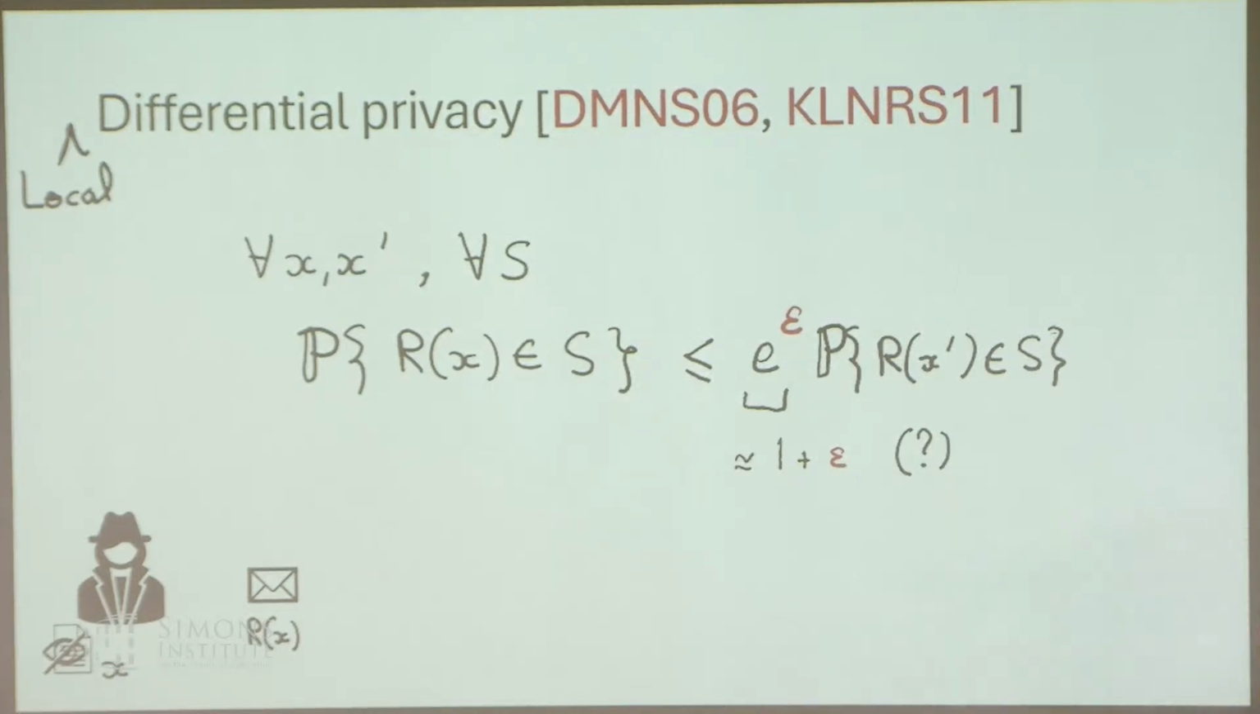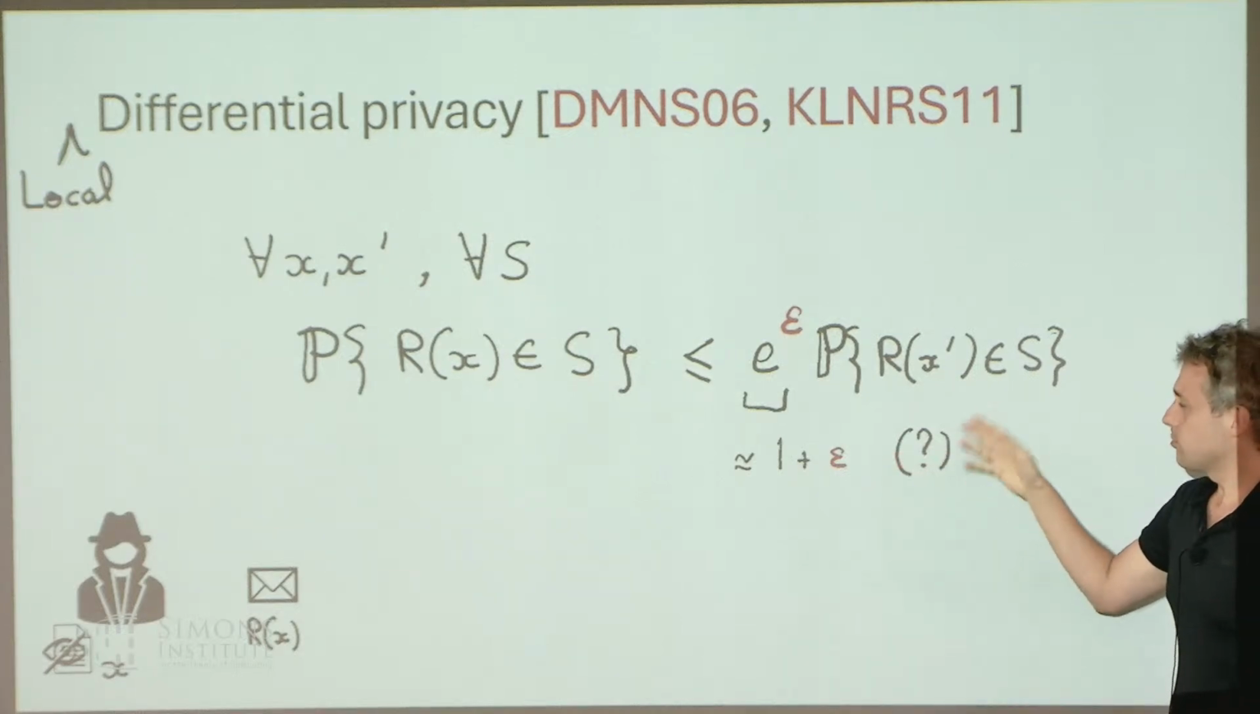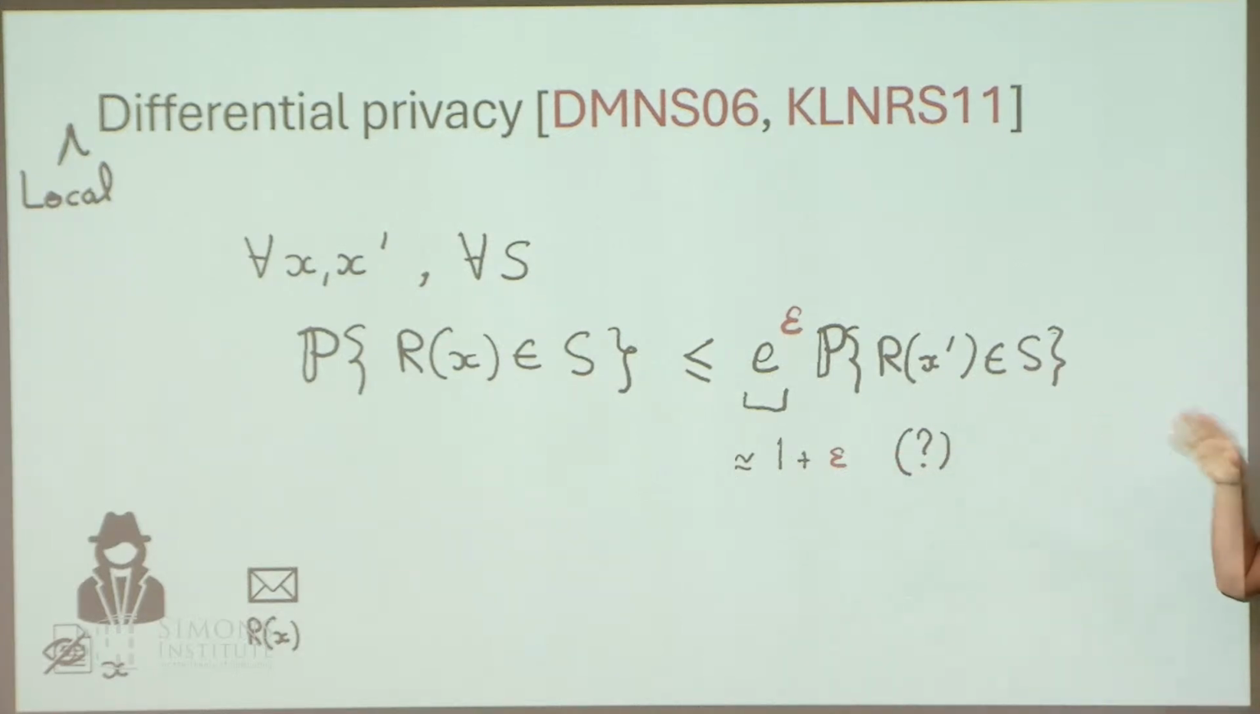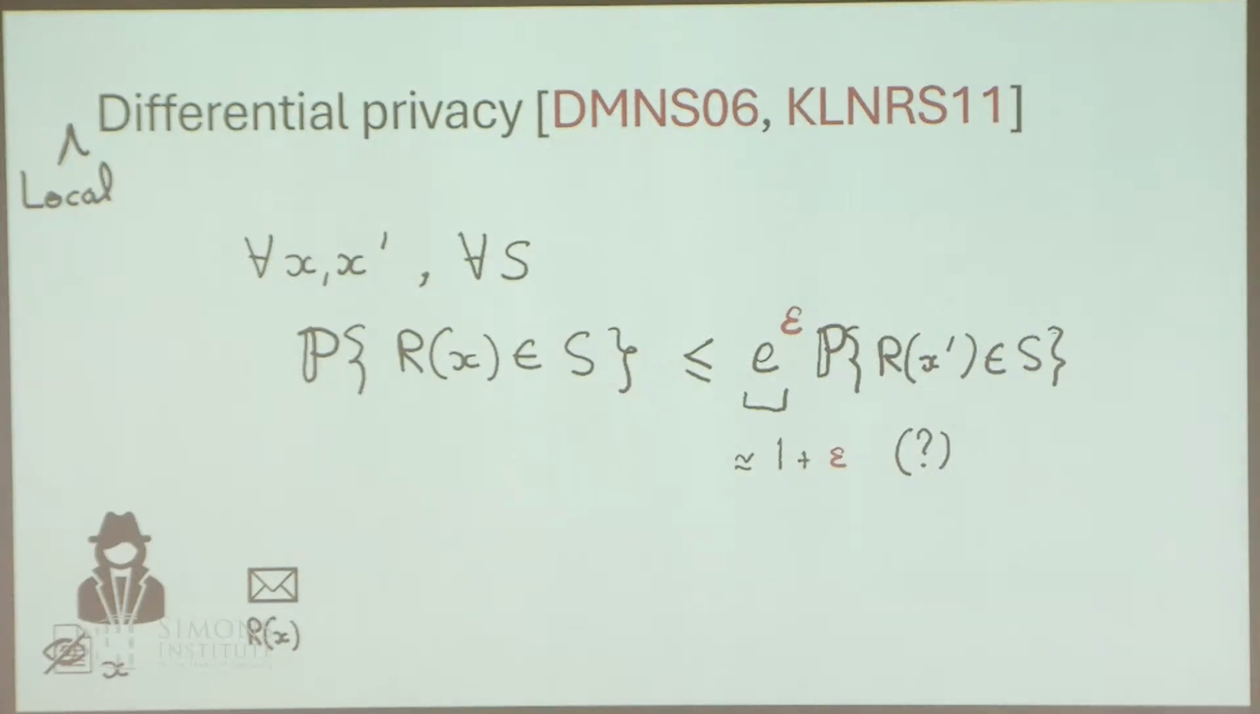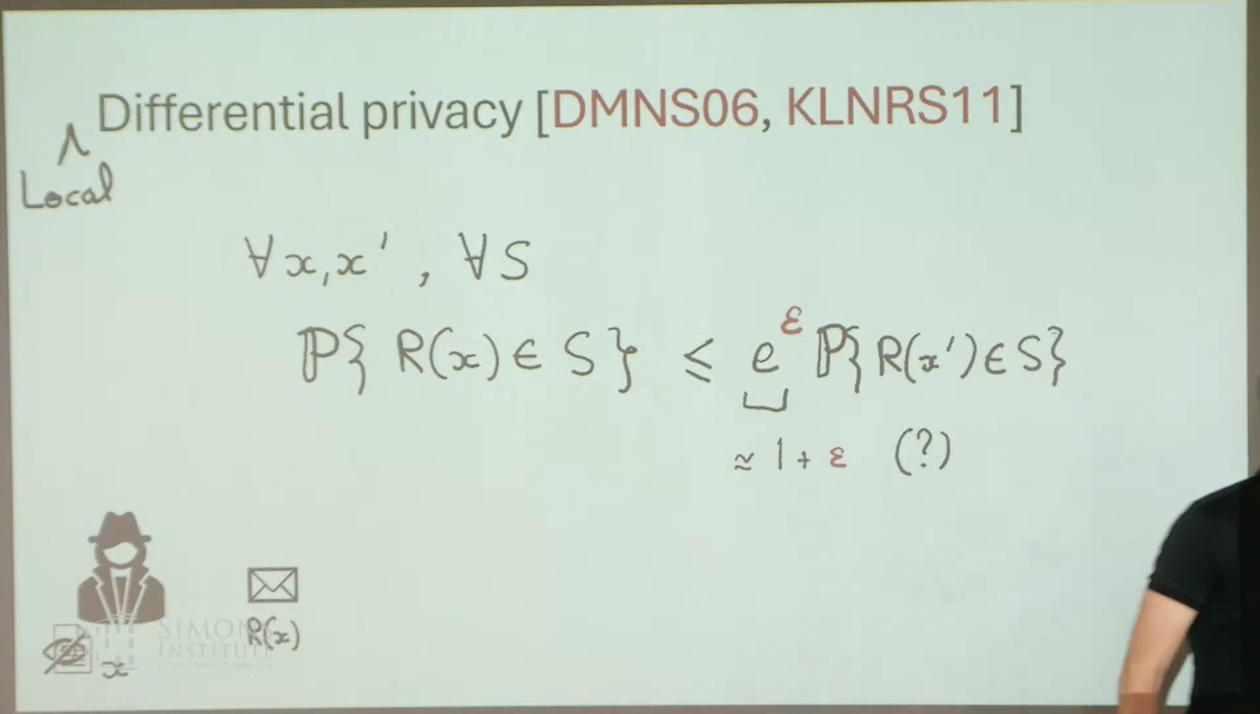So if you check, epsilon equal to 0 means all the messages have the same probability, and I give 0 information. And if you're wondering why e to the epsilon, well, e to the epsilon is roughly 1 plus epsilon. So the joke is, epsilon equal to 0.1, e to the 0.1 is roughly 1.1. Epsilon is 10, it's roughly 11.